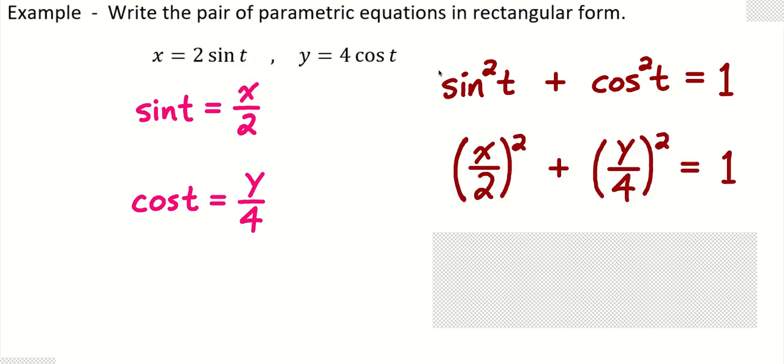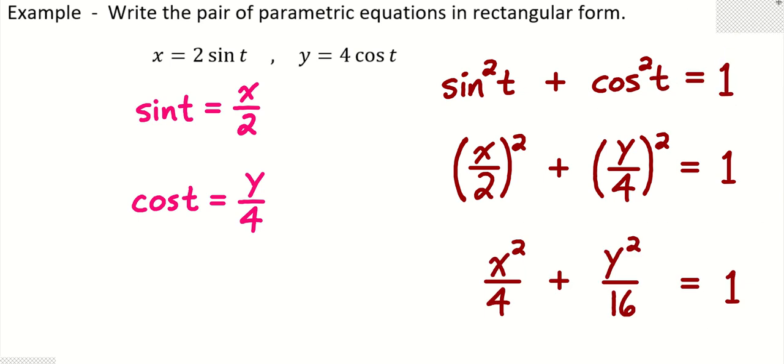And remember, sine squared is just, you're squaring the whole sine of t. So it's going to be this x over 2 quantity squared. Over here, we're replacing just the cosine with y over 4. So this becomes y over 4 squared.